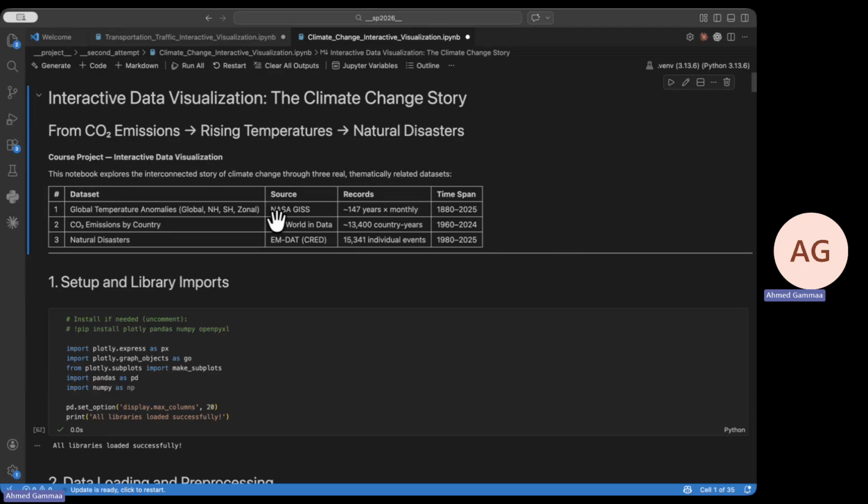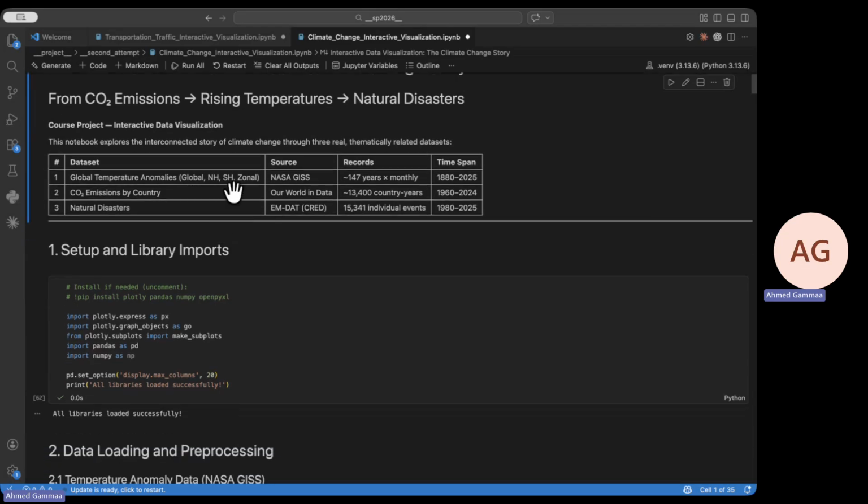The first is the NASA GISS global temperature anomaly data. It has how global and regional temperature deviates from the baseline, which is the average temperature between 1951 and 1980. It has global, northern, and southern hemisphere and zonal breakdowns across 14 latitude bands.